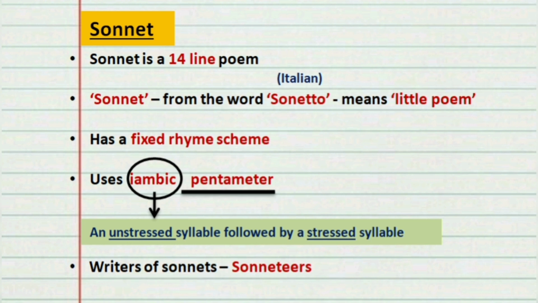Also remember that a sonnet always has a fixed rhyme scheme and it uses iambic pentameter. Now, if you are not familiar with the concept of iambic pentameter, iambic simply means a pattern in which an unstressed syllable is followed by a stressed syllable. We call this iambic pentameter because this pattern repeats 5 times in a line in a sonnet. The writers of sonnets are usually called sonneteers.